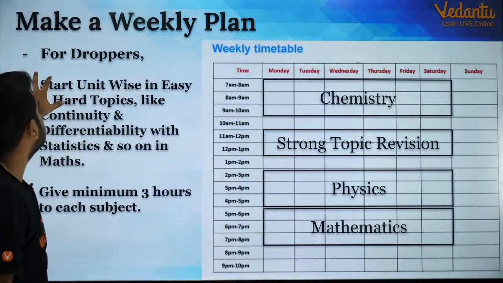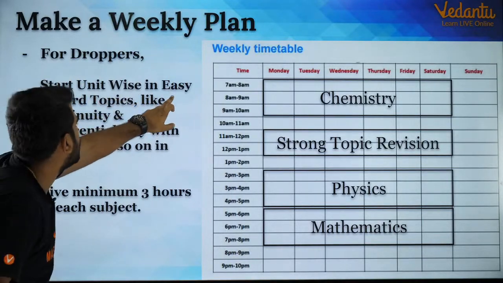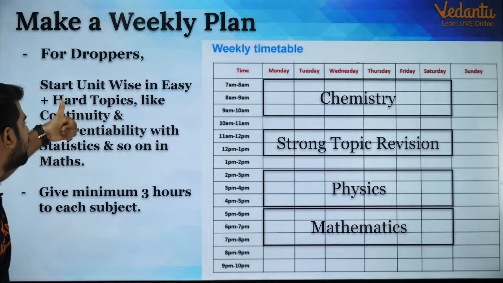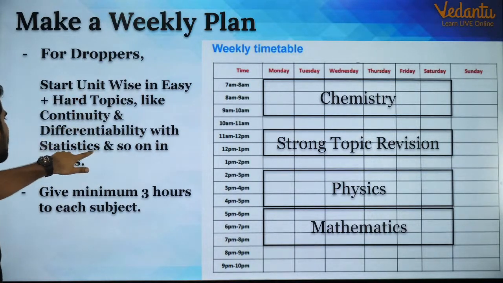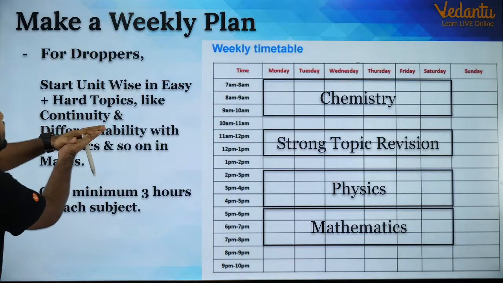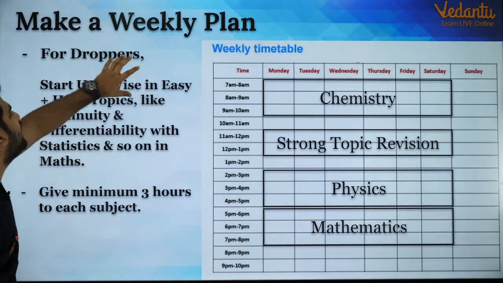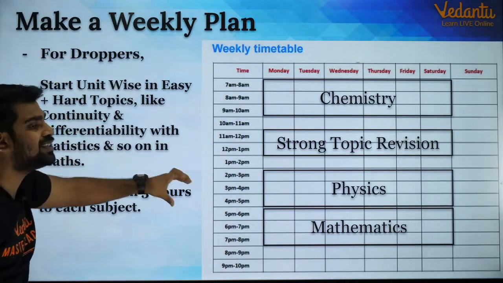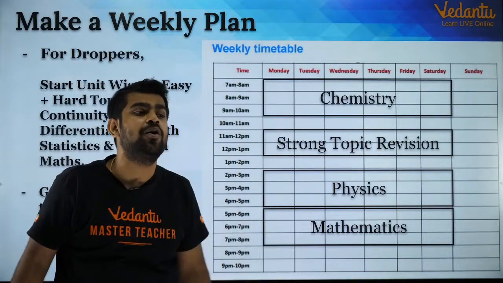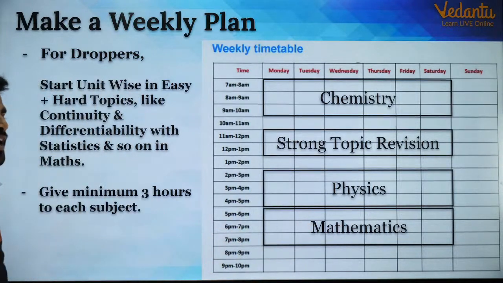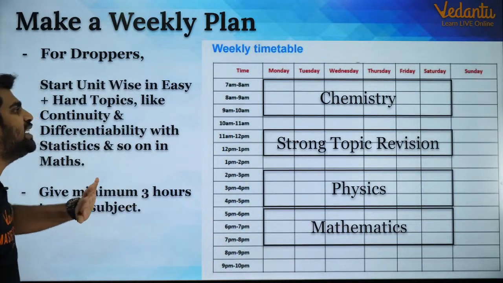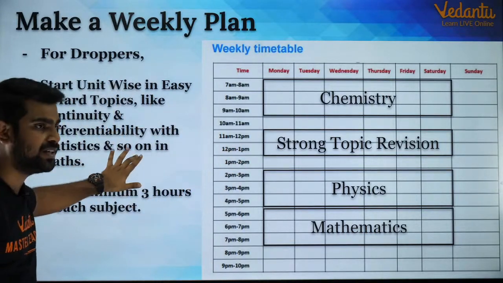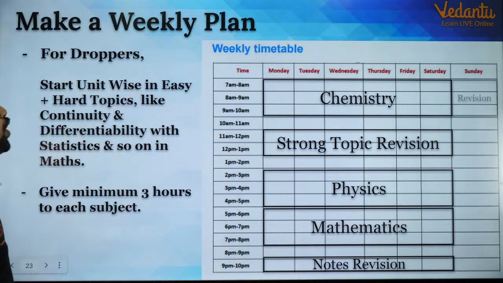Like I said, start with combinations: one easy topic, one difficult topic. For example, continuity and differentiability is a difficult topic, so do an easy topic like statistics along with that. Try to combine two topics and study, one easy, one difficult, so that your process is fun and you enjoy studying. Are you all clear? Every day, if you are a dropper, give at least 3 hours minimum to one subject. Everybody clear? I hope you got it.